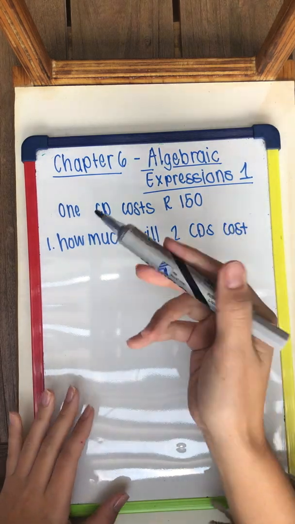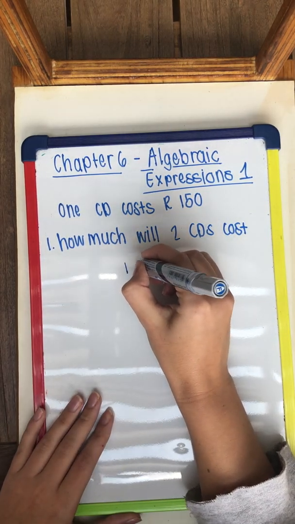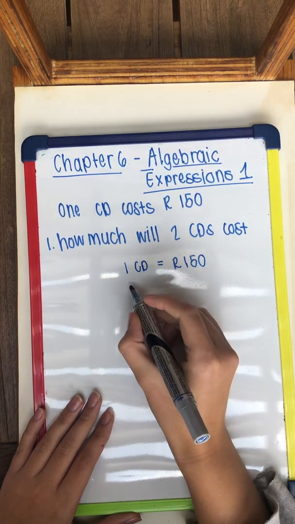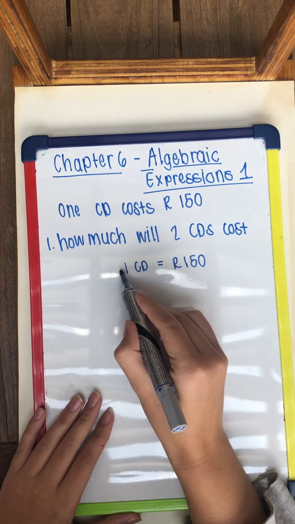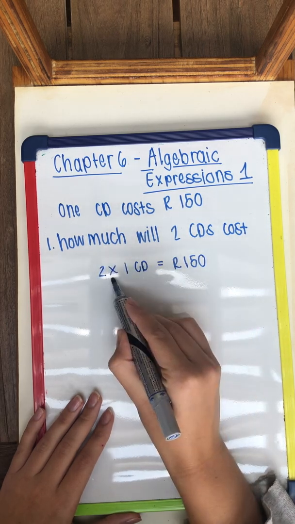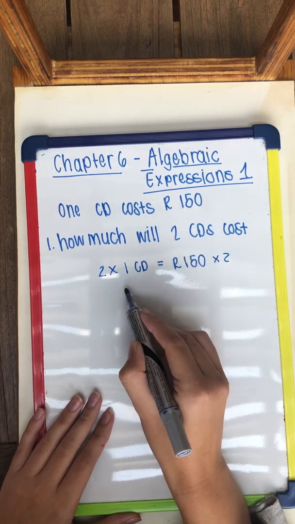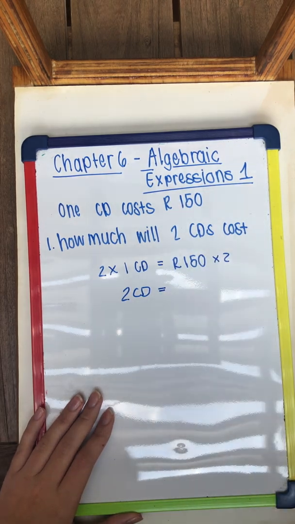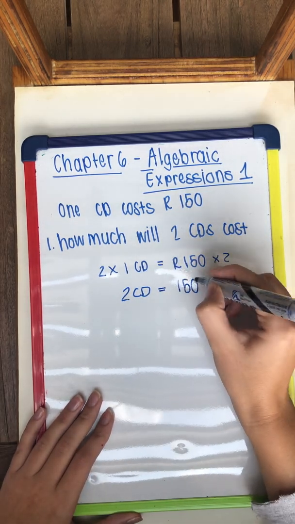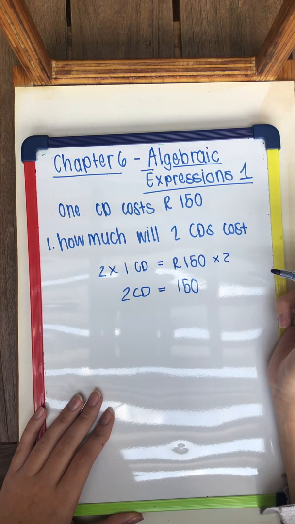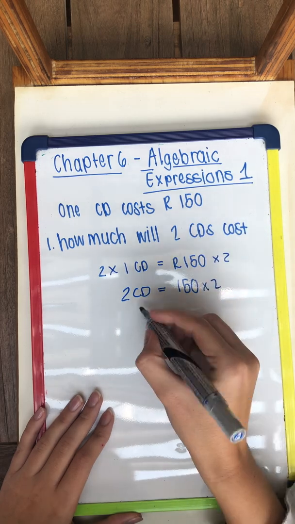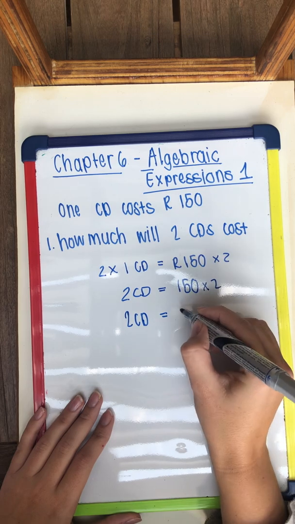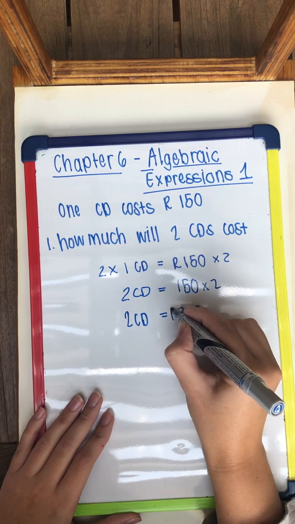Okay, so what this means is I've got one CD is equal to 150 Rand. So if I have 2 CDs, all I need to do is times this side by 2. But what I do to this side I need to do to the other. So I'll have 2 CDs will cost 150 Rand, and now I have to times this side by 2. So 2 CDs cost 150 times 2, which gives me 300 Rand.